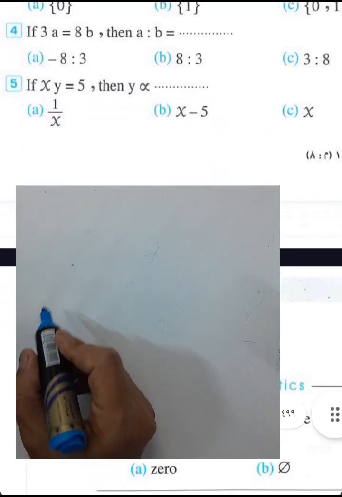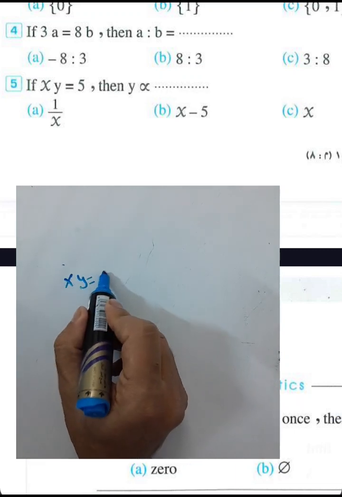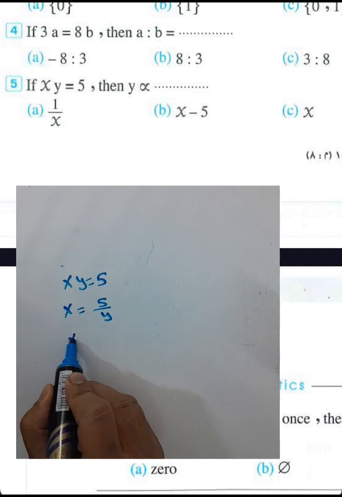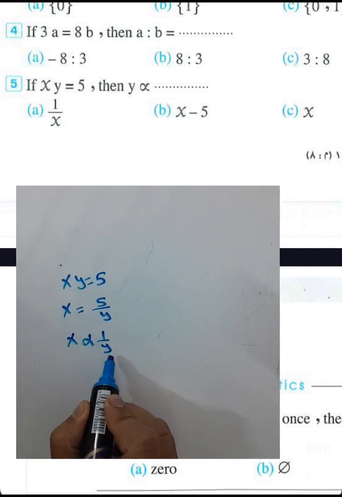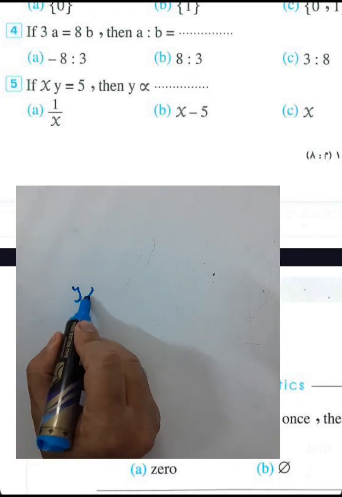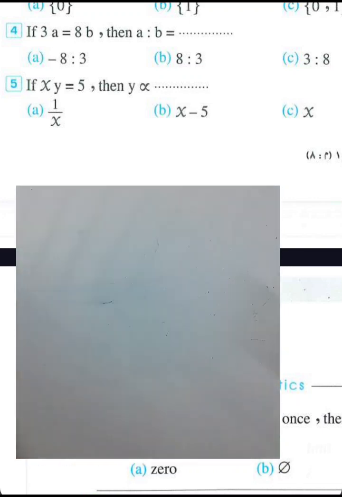Next question, number 5. If x product by y equals 5, then x will be 5 over y. We have inverse variation between x and y, then y varies inversely with x. Next question.